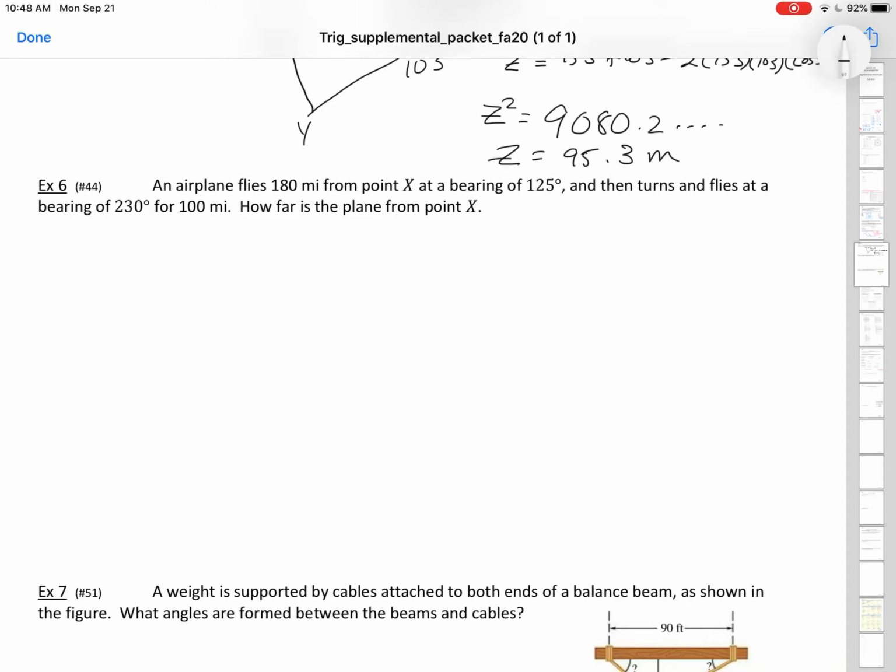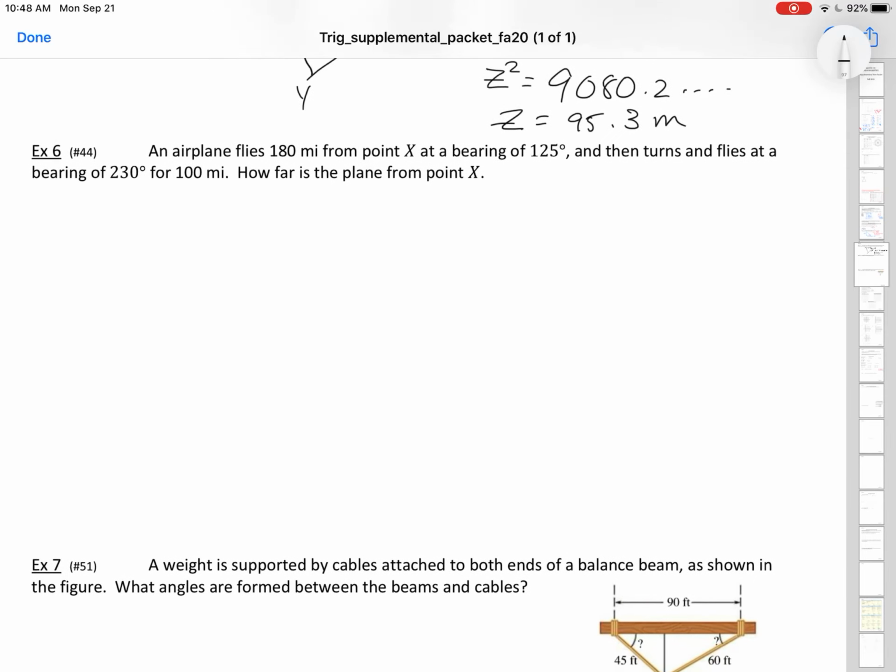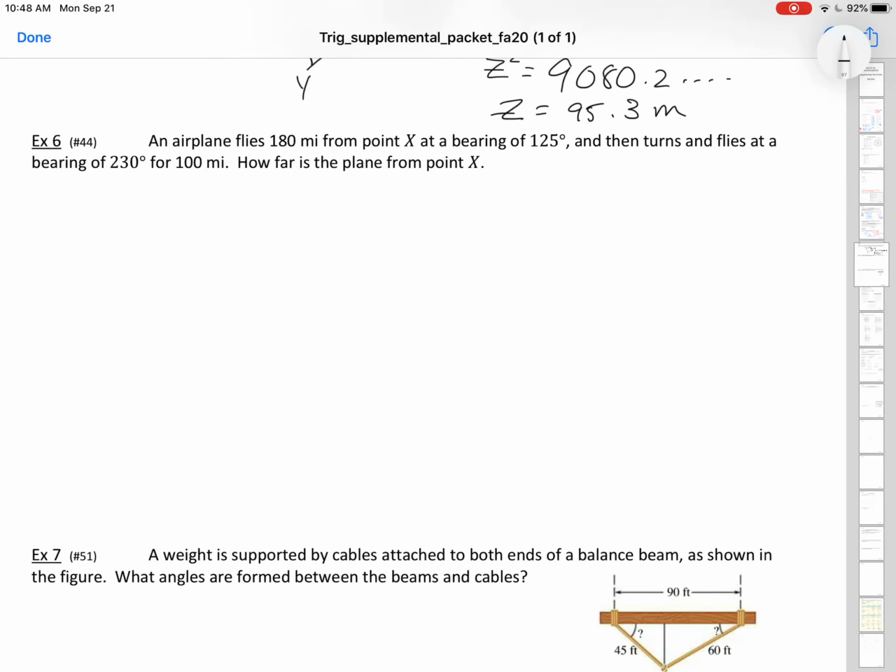Welcome back to section 7.3, in which we're looking at the law of cosines. We have this next example right here, and that is of an airplane that flies 180 miles from a point X at a bearing of 125, and then turns and flies at a bearing of 230 for 100 miles. How far is the plane now from the point X?